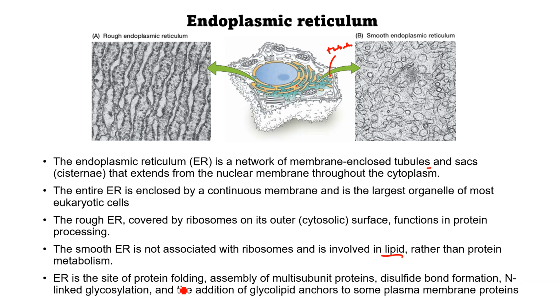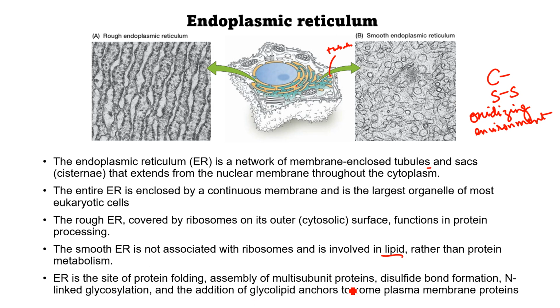The ER is the site of protein folding. For protein folding, one of the important bonds formed is the disulfide bond, the SS bond. This disulfide bond can only be formed in an oxidizing environment, and the oxidizing environment is provided by the endoplasmic reticulum. So protein folding and disulfide bond formation all take place in the endoplasmic reticulum. So remember the functions of these organelles.